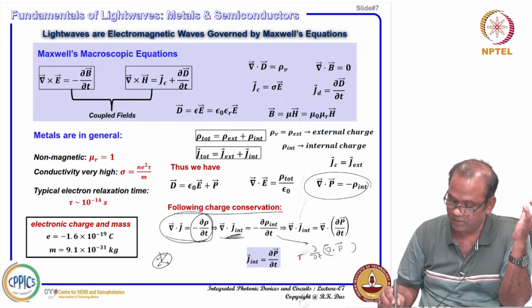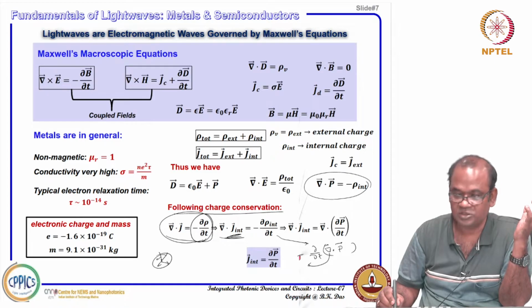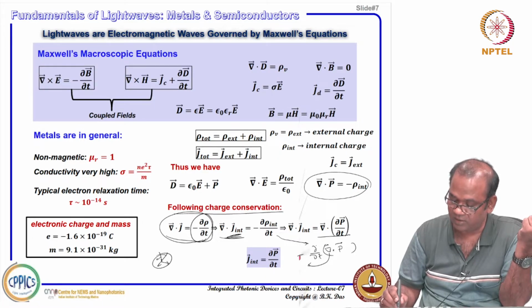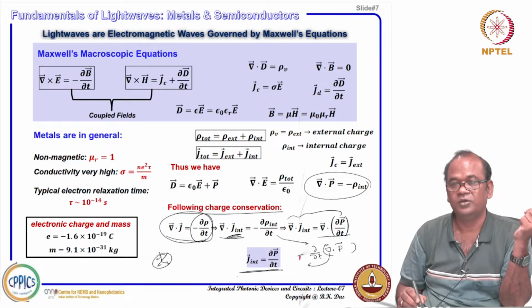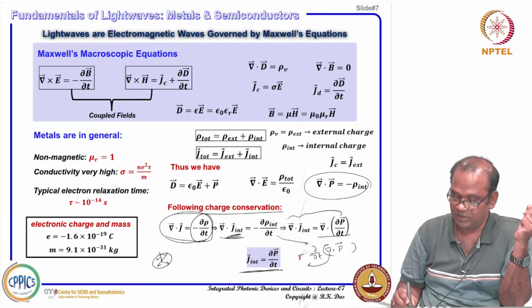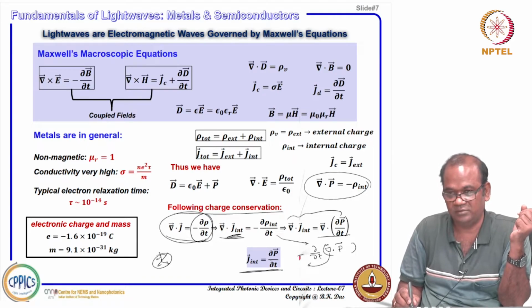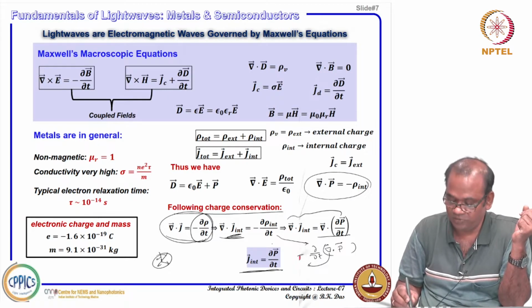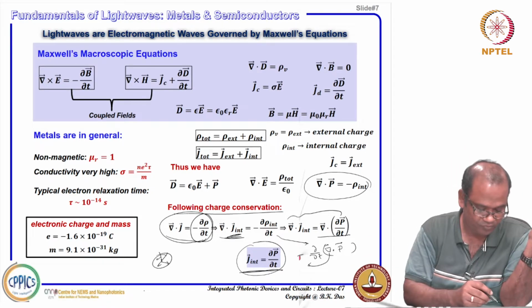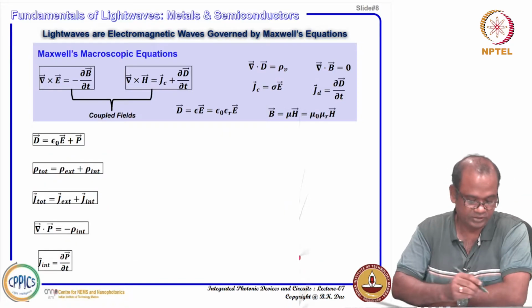I can take this outside, and because it is space dependent, del equals del x, del y, del z, three different directions, and del t I have taken. So comparing these two, I can easily write that J internal equals del P by del t. So the internal current density is the rate of change of polarization density. Okay, fine. Let us move on.